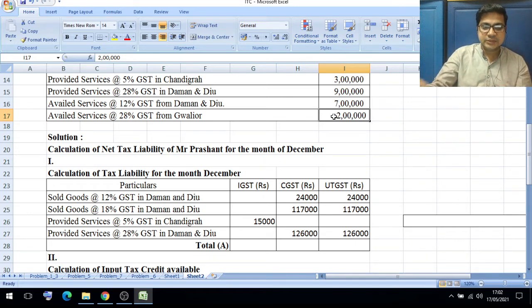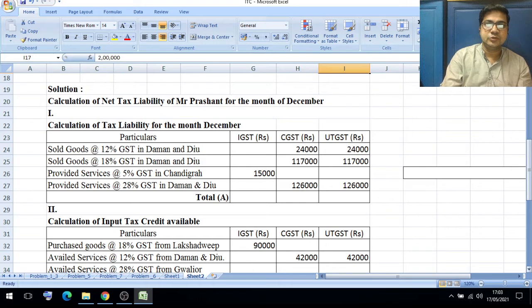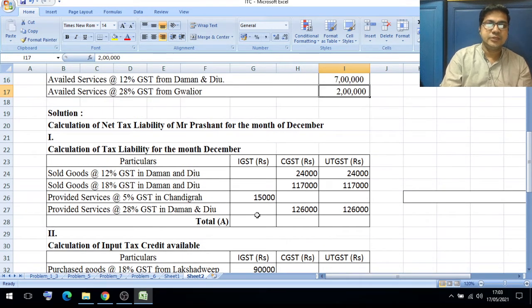It means purchase the service from Rajasthan to Daman and Diu. So this is a transaction between Rajasthan state and Daman and Diu Union Territory. Such a transaction is called an inter-state union territory transaction, and we have to apply IGST. The value of the transaction is 2 lakhs. Rate is 28%.